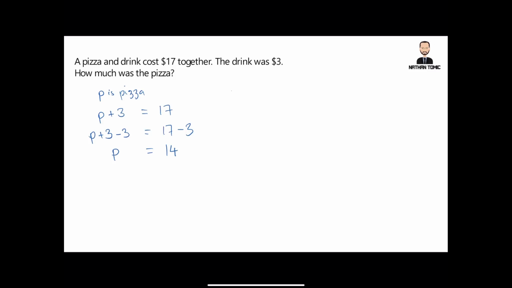Let's always check it. So if P equals 14, put it into our equation. So P plus 3 equals 17. So P being 14 means 14 plus 3 equals 17. And of course, that means 17 equals 17. So we have proven that to be true. Of course, it's a worded problem. So the pizza is 14. Don't forget the unit, so $14.